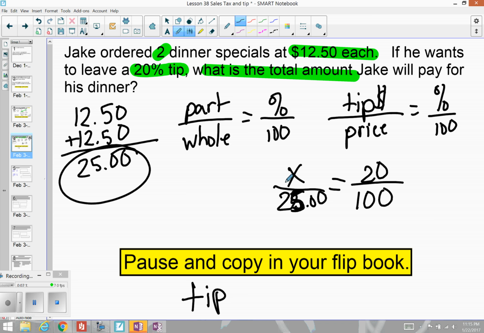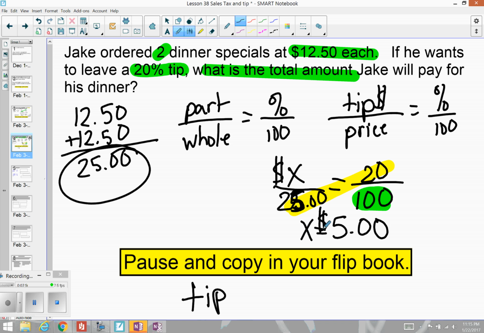So go ahead and cross multiply. You're going to multiply your opposite values, and then you're going to divide by the part that's left over. So on your calculator, 25 times 20 is equal to 500, and then we're going to divide that by 100. And we're going to get 5. So in this case, x is equal to $5, because remember we were looking for it in dollars.